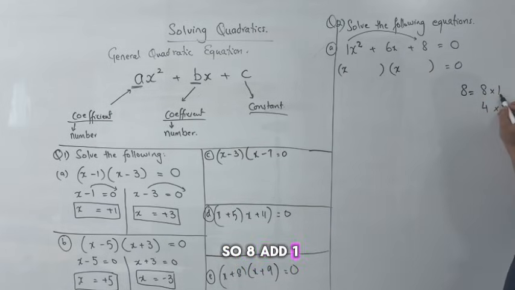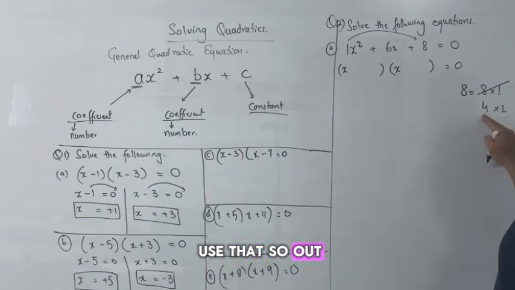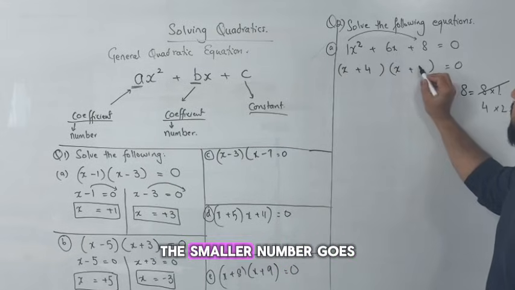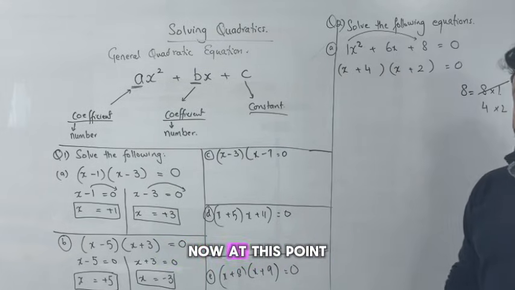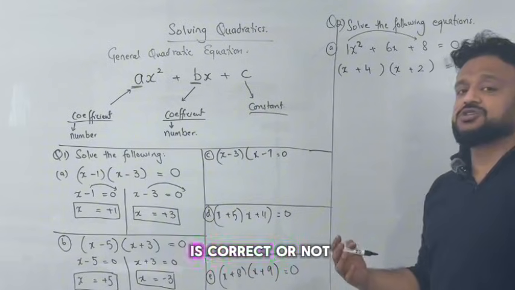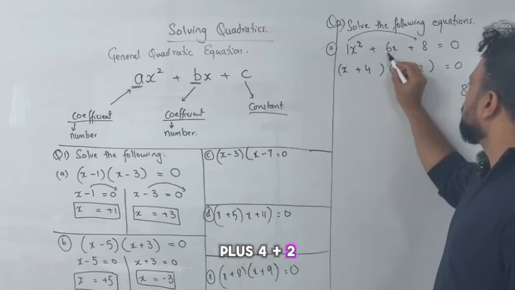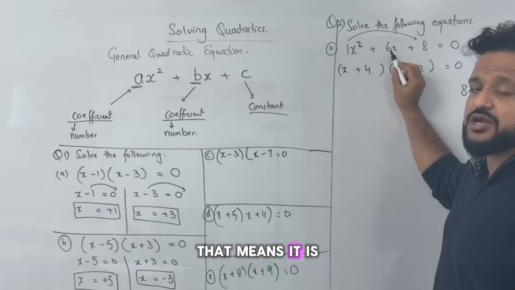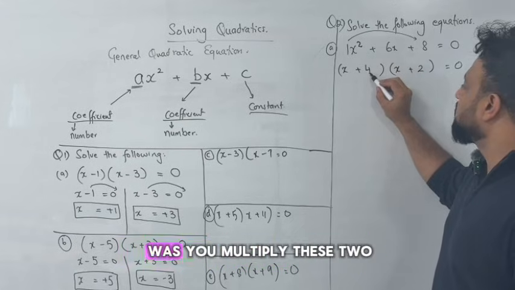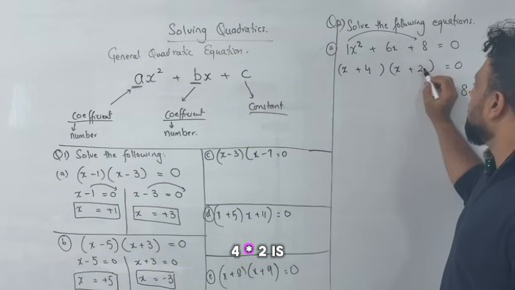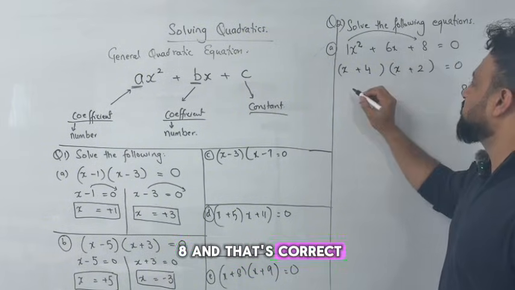So 8 add 1 is 9. I need a 6, so I can't use that. 4 plus 2 is 6, so I'm going to use that. So out of these two, the bigger number will come first, plus 4. The smaller number goes in the second bracket. Now at this point, if you want to check if your answer is correct or not, you add them. Plus 4 plus 2 gives you plus 6. That means it is right. The second condition was you multiply these two and you should get the last value. 4 times 2 is 8, and that's correct as well.